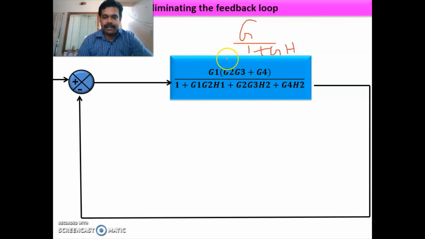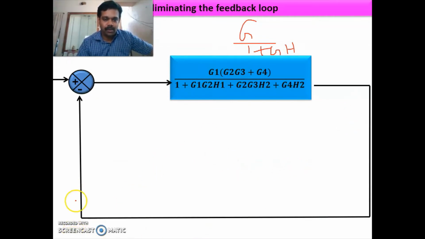While sending the notes, I will send all the detailed minimization steps, that is the mathematical part. It is only simple. We substitute in the expression G divided by 1 plus GH, then take the LCM, then cancel the denominator, and then you get this expression. That detailed step I will send with your notes. Now you understand how we are reducing the block diagram.